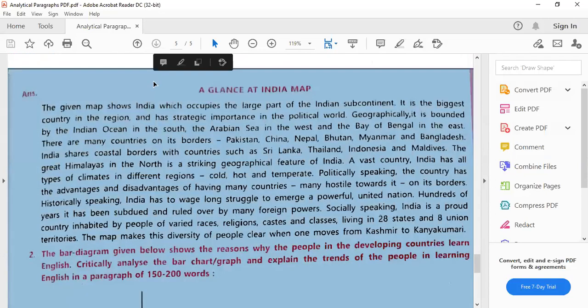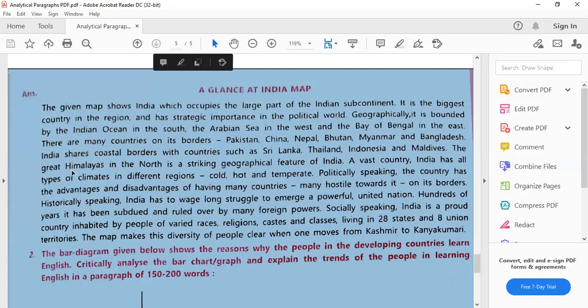The given map shows India, which occupies a large part of Indian subcontinent. It is the biggest country in the region and has strategic importance in political war. Geographically, it is bounded by the Indian Ocean in the south, Arabian Sea in the west, Bay of Bengal in the east. There are many countries on its borders.